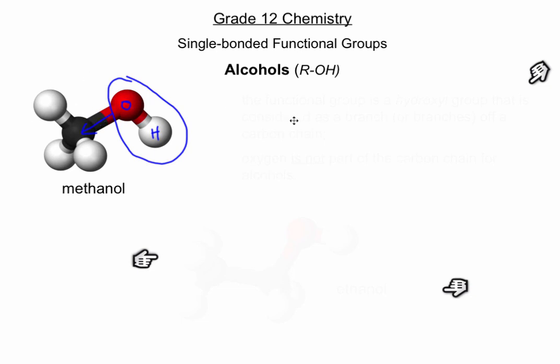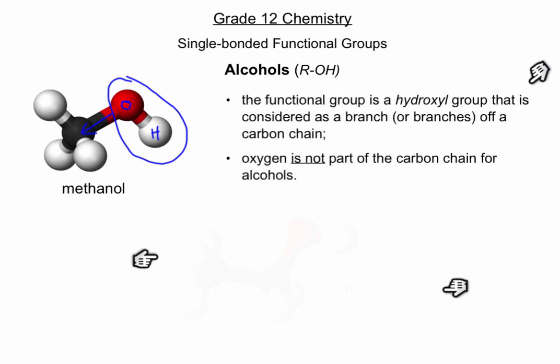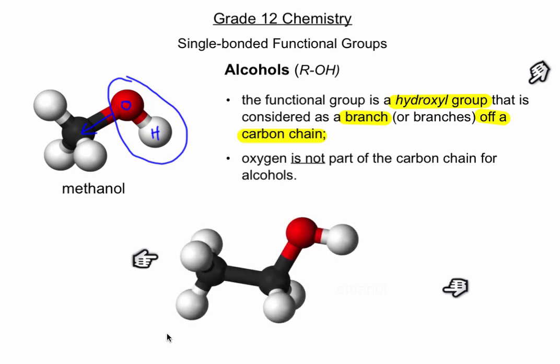So that really characterizes the alcohols. The functional group is this hydroxyl group, or OH, and it's considered as a branch or branches off a carbon chain. So oxygen is not going to be part of that chain. So there's a wide variety of different alcohols. Here's a second alcohol. So this with two carbons would be ethanol. So we'll get into the nomenclature. It's pretty straightforward though, as I think you'll see.